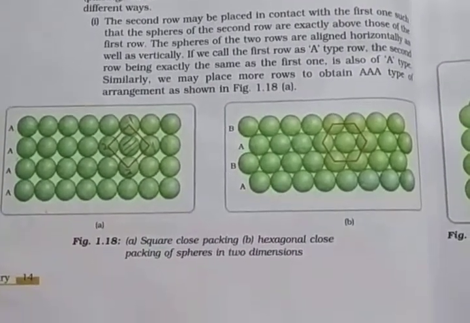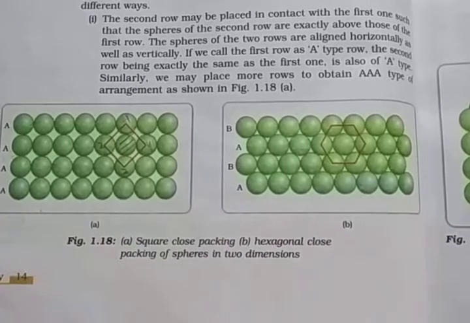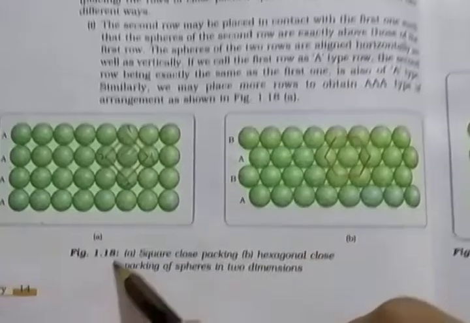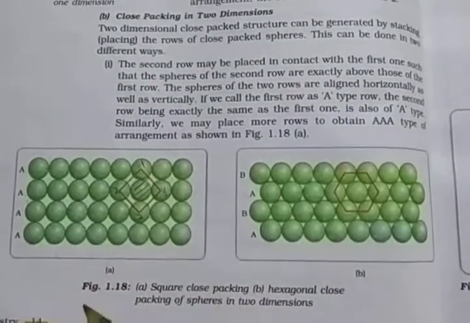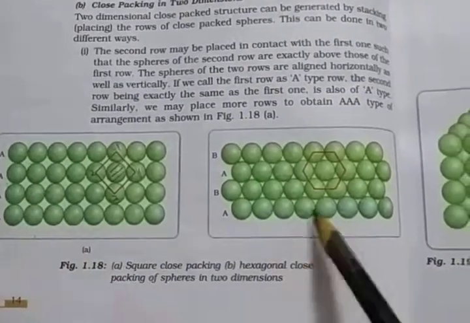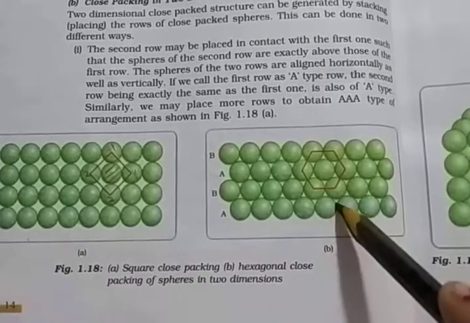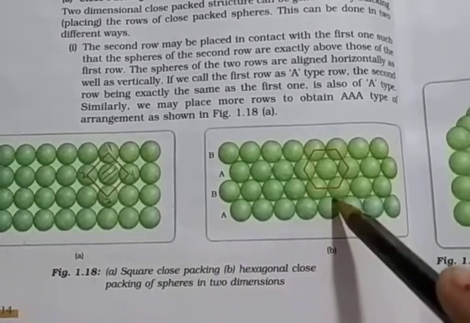This is the first way, square close packing in two dimensions, and the second way we have to see is hexagonal close packing of spheres in two dimensions. What is the hexagonal close packing of spheres?